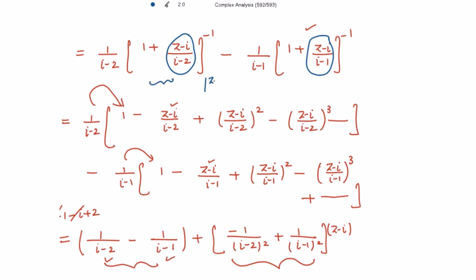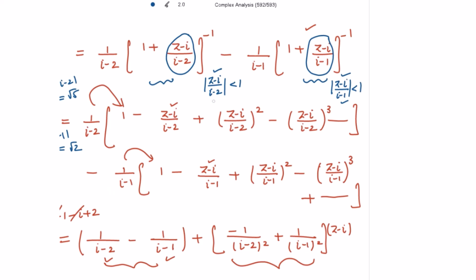That mod of z minus iota divided by iota minus 2 should be less than 1. For this expansion, we have the condition that mod of z minus iota divided by iota minus 1 should be strictly less than 1. Numerator is okay, fine. Let's check the denominator. What is the mod of iota minus 2? It is equal to square root 5. And the mod of iota minus 1, this one, is equal to square root 2.